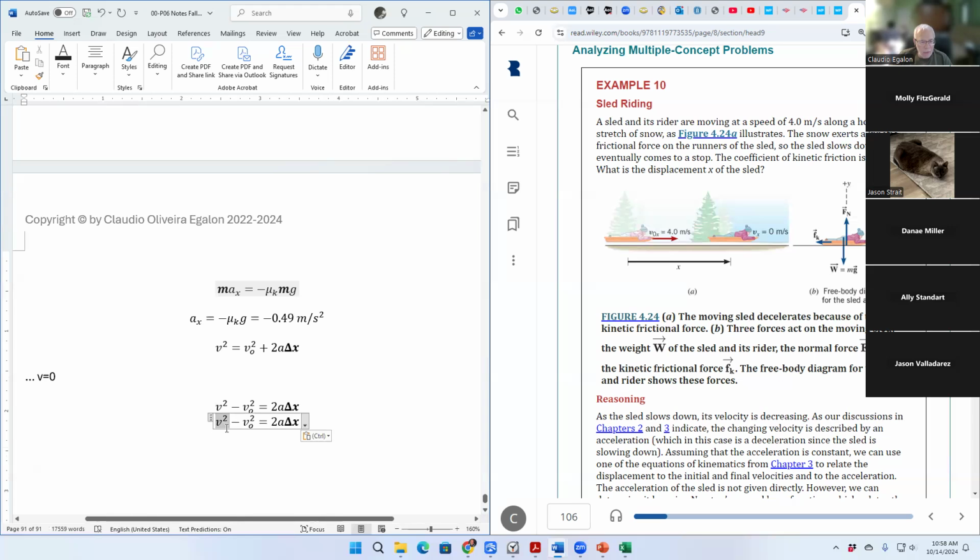This guy here is 0. This guy is 4 meters per second squared, raised to the square, 1058. The acceleration, I found out that is a negative value, minus 0.49 meters per second squared.